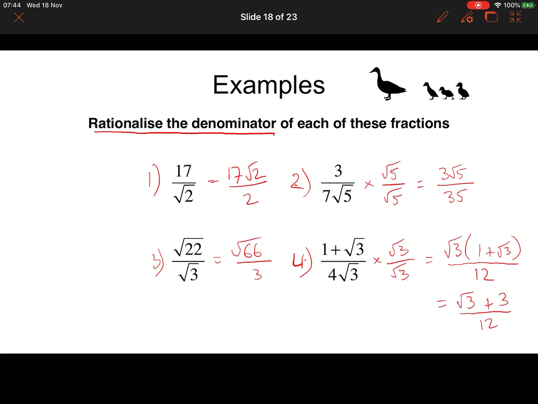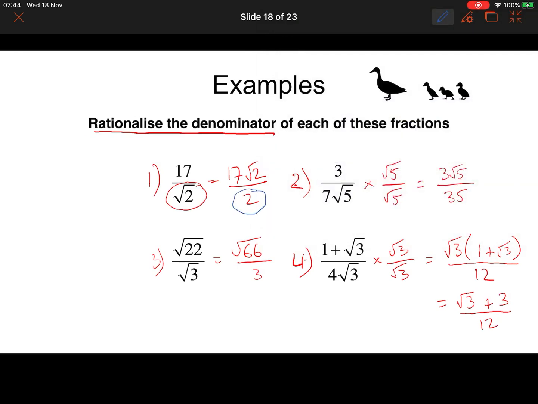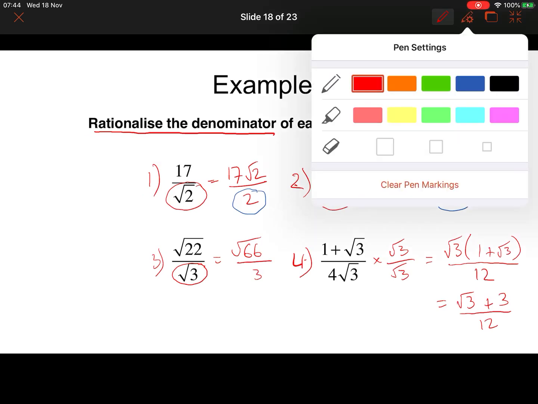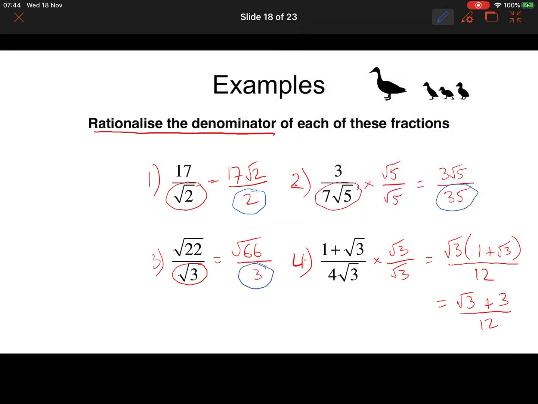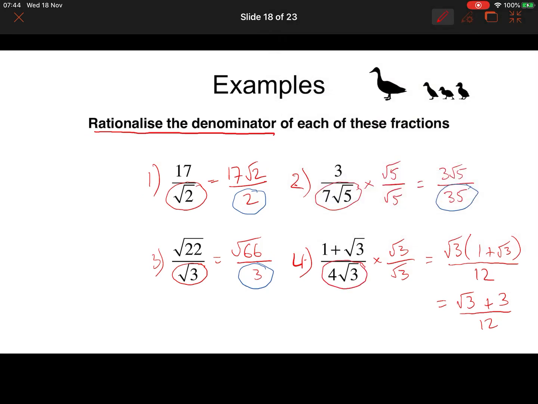Okay, so in each of these, all I've done is I've had an irrational number in the denominator, but in my answer, I've got a rational number. Irrational number turns into a rational number in the denominator. And same again, last one, an irrational number turns into a rational number in the denominator. So I have rationalised the denominator. Okay, hope that makes sense.